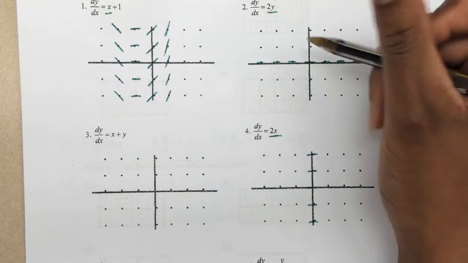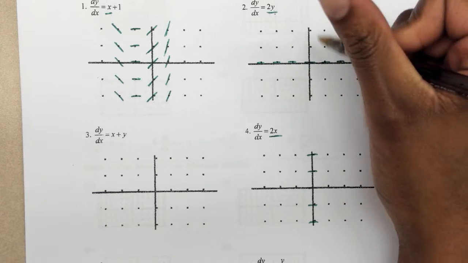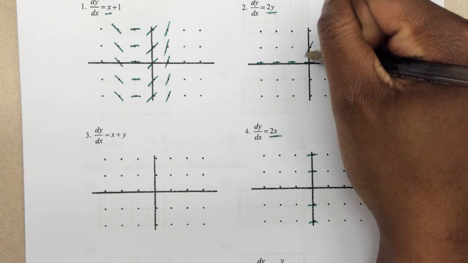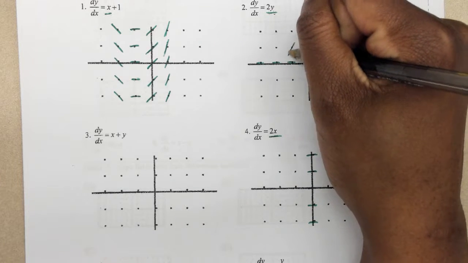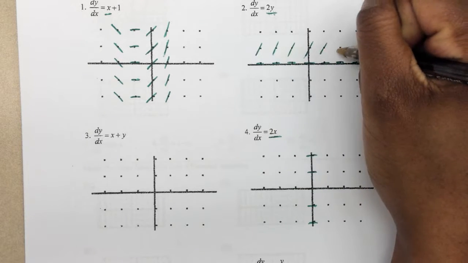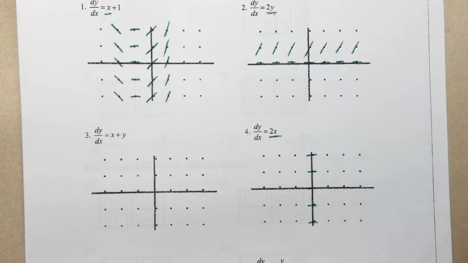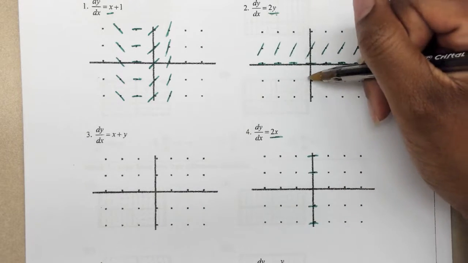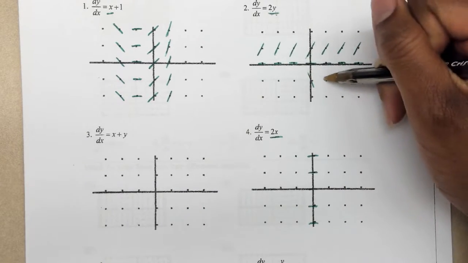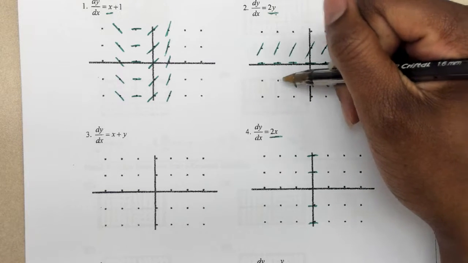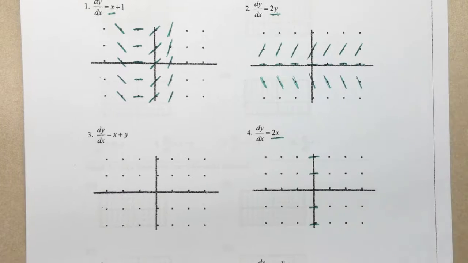When y is 1, our slope is 2, so we'll have a slope of 2 all along the horizontal line when y is 1. When y is negative 1, we have a slope of negative 2. So everywhere that y is negative 1, I'm going to draw a slope of negative 2. And so on and so forth.